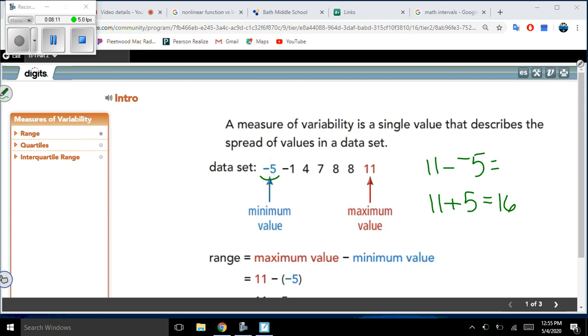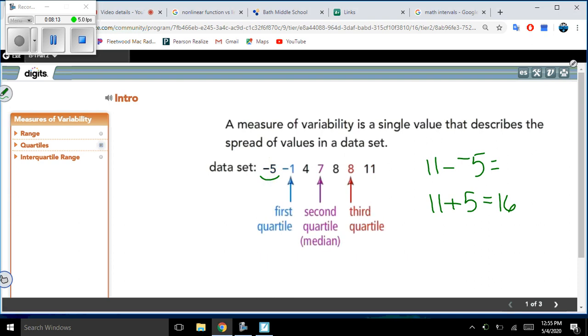Okay? If we talk about quartiles, quartiles are the spread of the values in the data set. They have to put these in order. When we're talking about range, we're talking about quartiles. You again have to put them in order. And so they are going from smallest to biggest, okay?